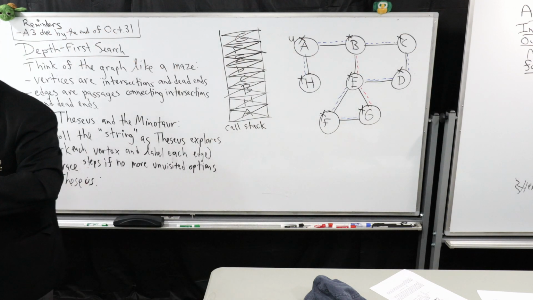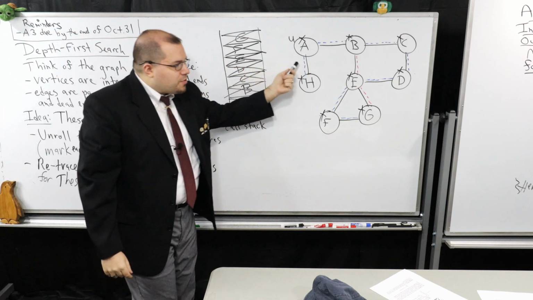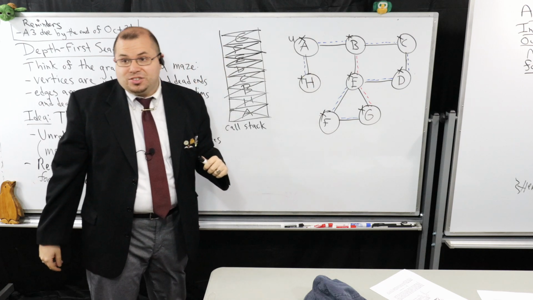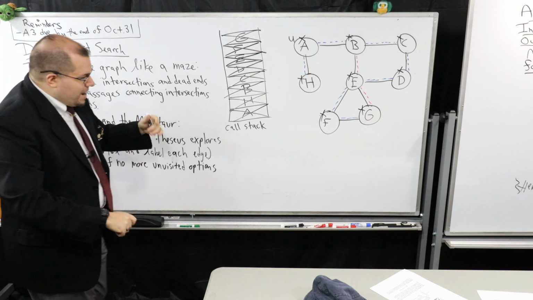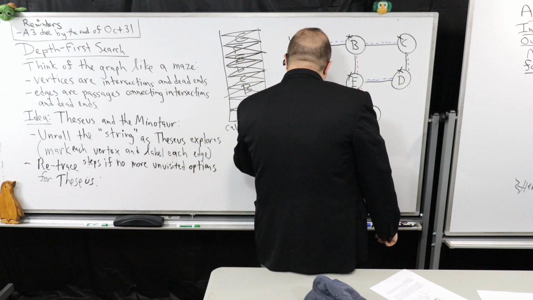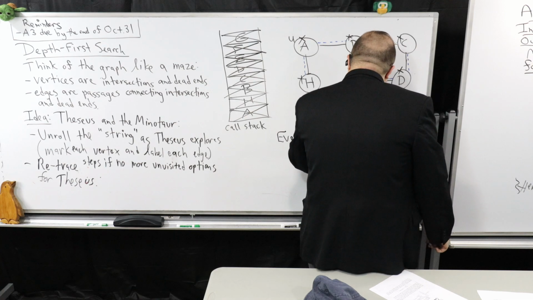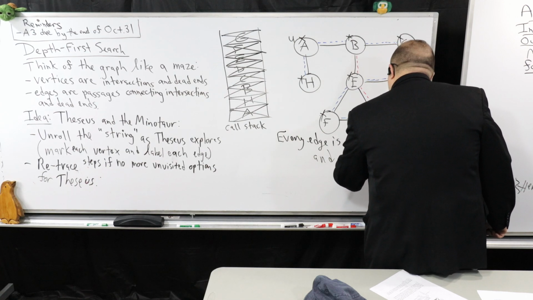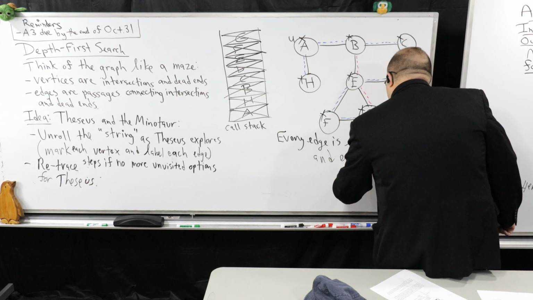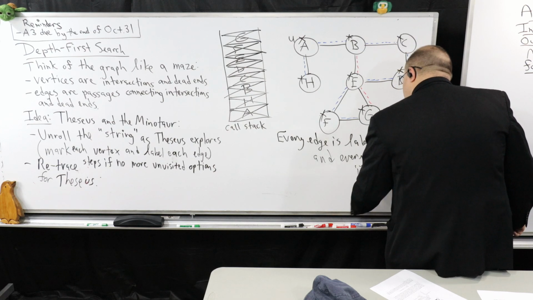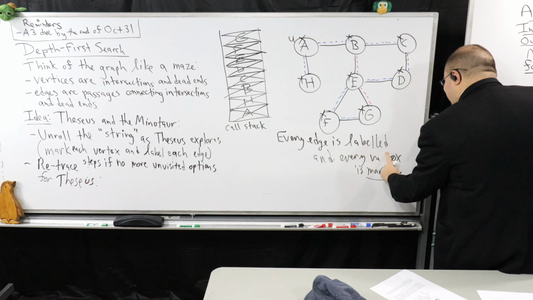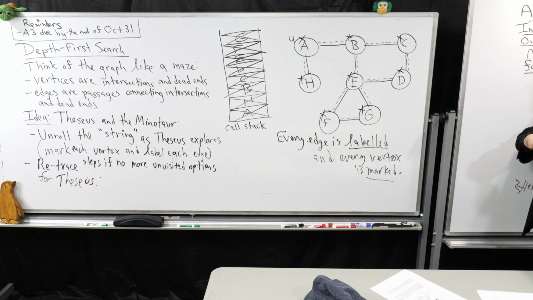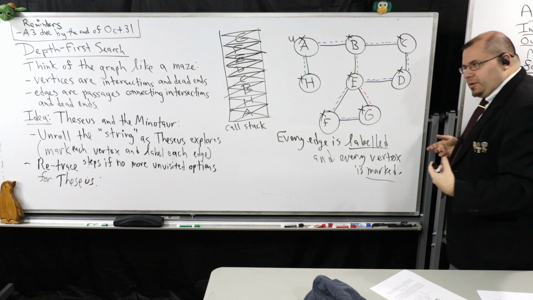But now look at what Theseus has done. Theseus has labeled every edge in my graph and also has marked every vertex in this graph. So notice that every edge is labeled. Every edge is labeled. And every vertex is marked. That's supposed to say vertex. It's sort of melted. Okay, so notice that I've traversed the entire graph.